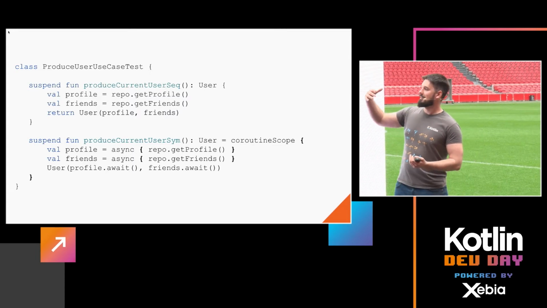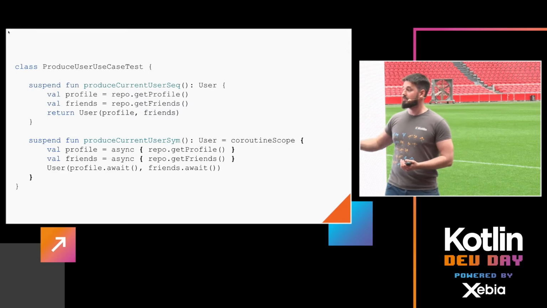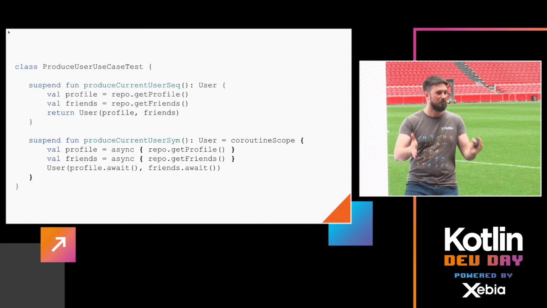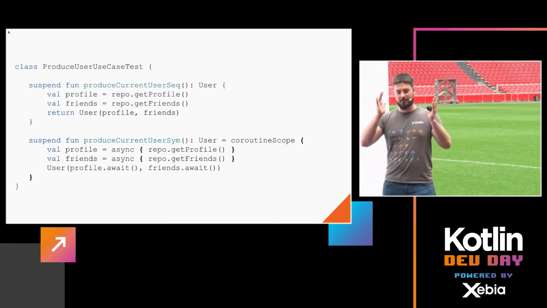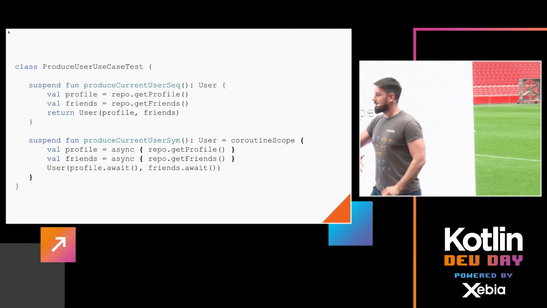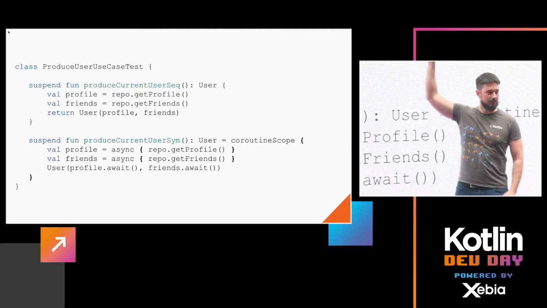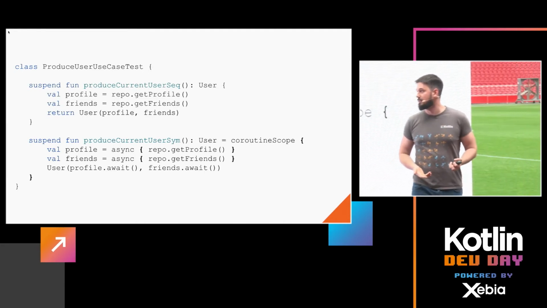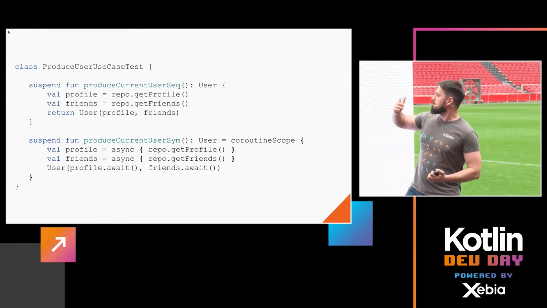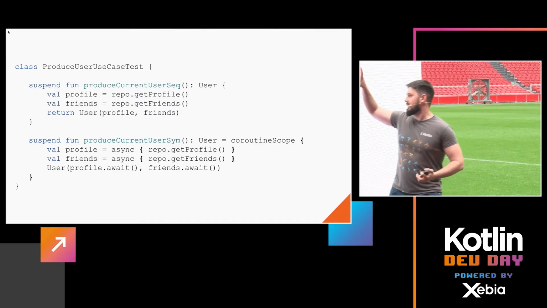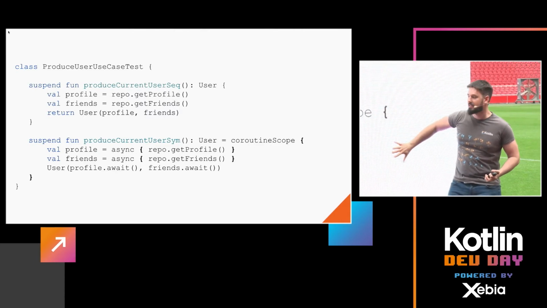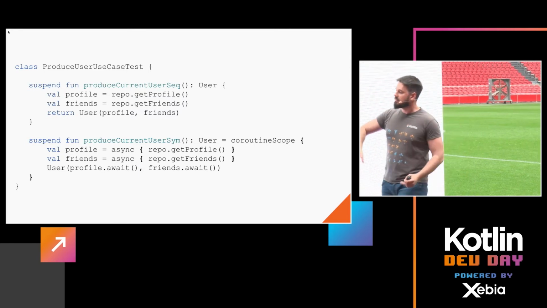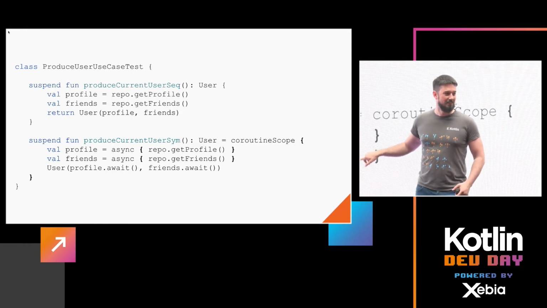The result is the same. Cancellation is the same. Exception handling is the same. Everything is the same. It is designed to be the same. The only difference is that when getProfile takes X and getFriends takes Y, like for instance 90 years, the first function should take X plus Y, the second function should take the bigger of X and Y. So unless those functions take some time, you cannot see any difference.